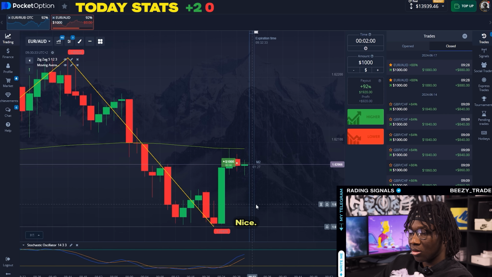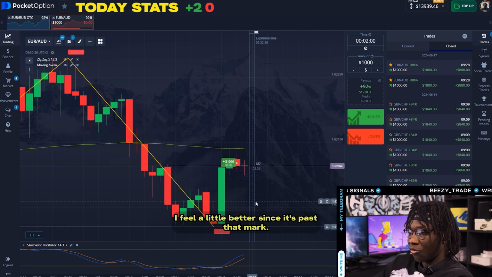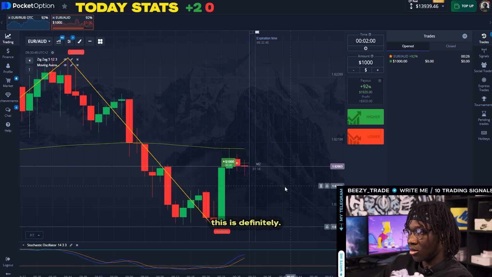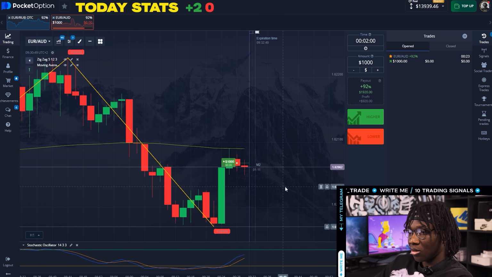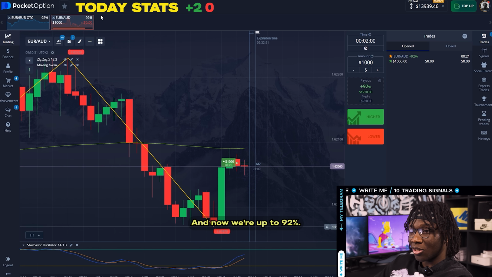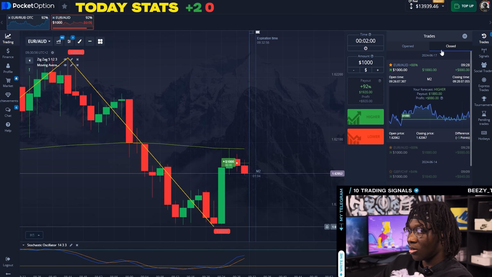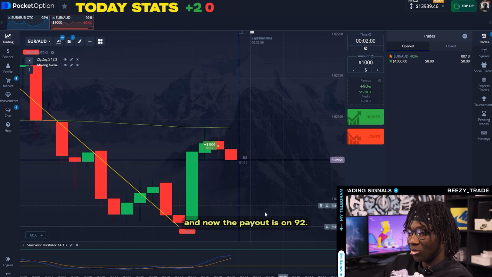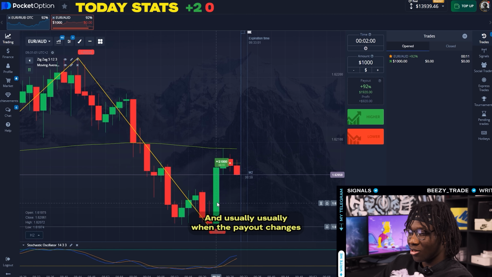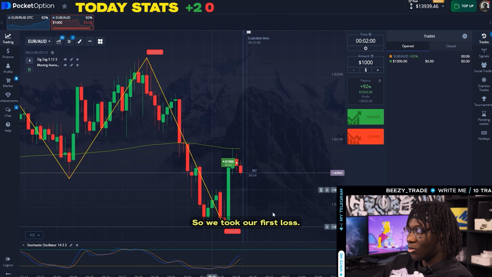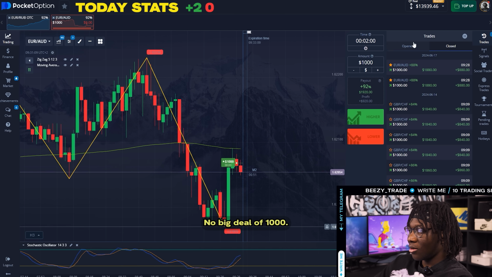Nice. I mean, now I feel a little bit better since it passed that mark at first. I think with 30 seconds left, there's definitely... And now we're up to 92%. I mean, it was on 88% before. And now the payout is on 92%. And usually when the payout changes, it usually doesn't end up well for me, if I'm being honest. So we took our first loss, no big deal, 1,000, we're down.